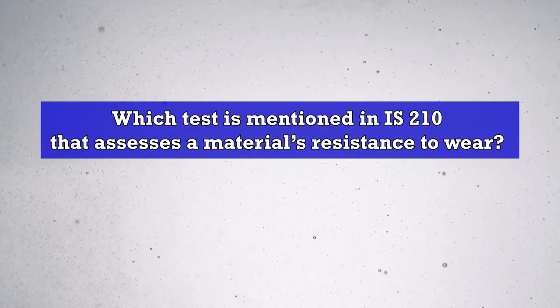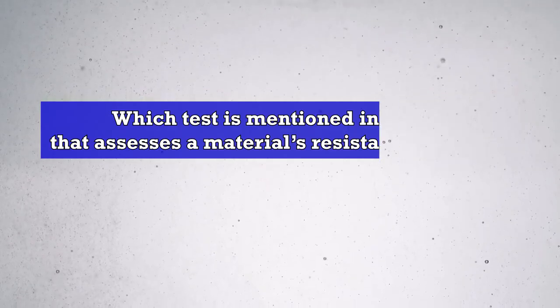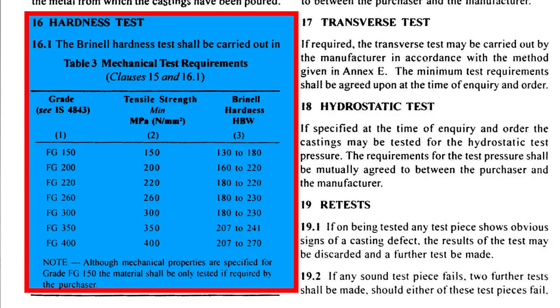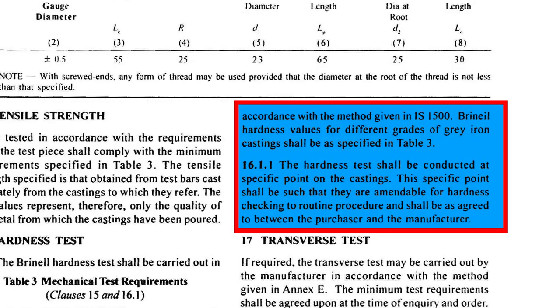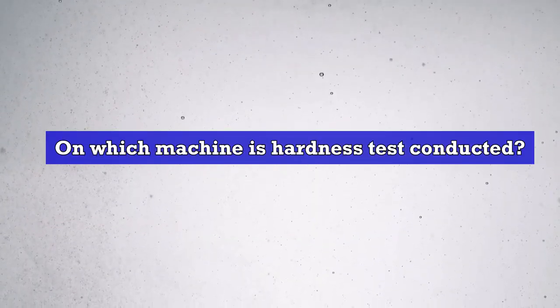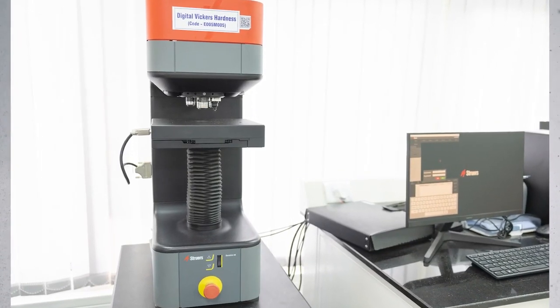Which test is mentioned in IS 210 that assesses a material's resistance to wear? That's the hardness test mentioned in Clause 16 of IS 210. On which machine is the hardness test conducted? The hardness test is conducted on a Vickers hardness machine.